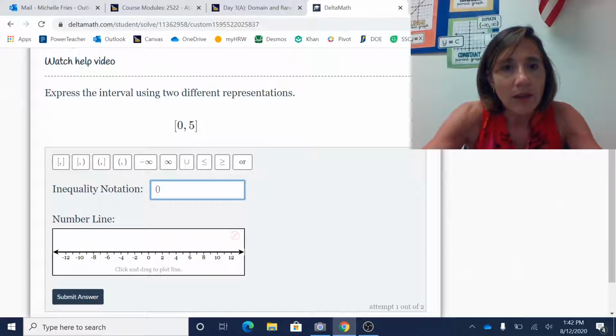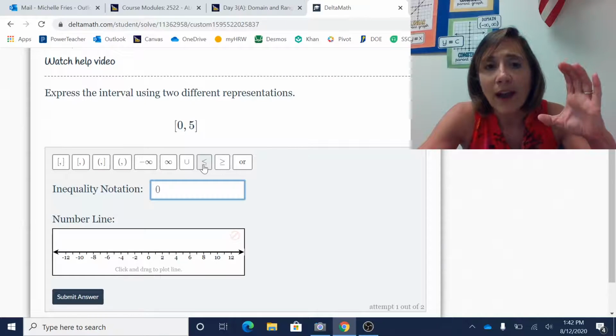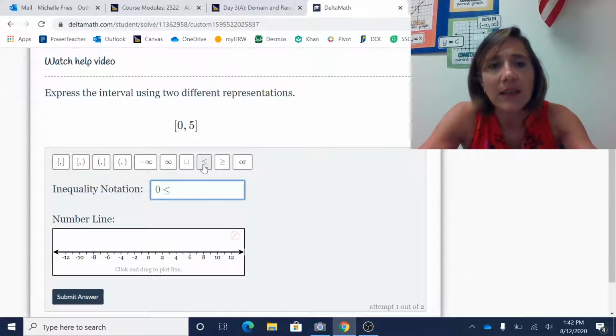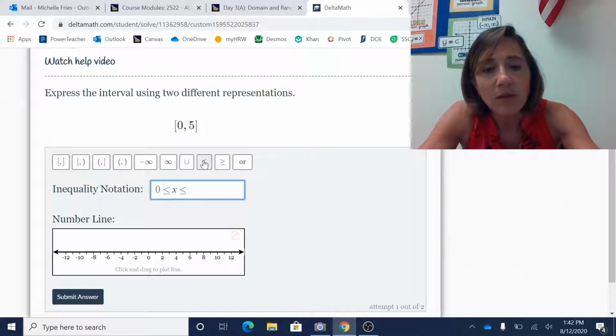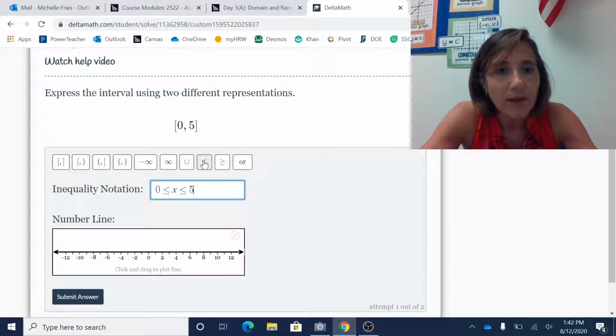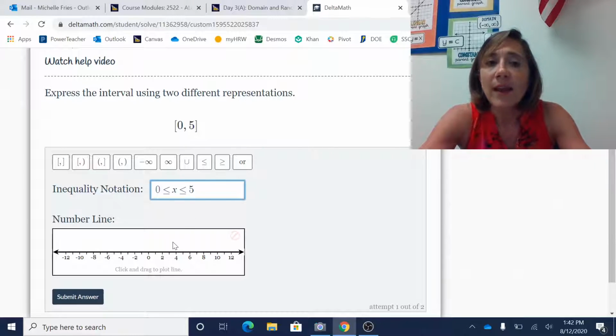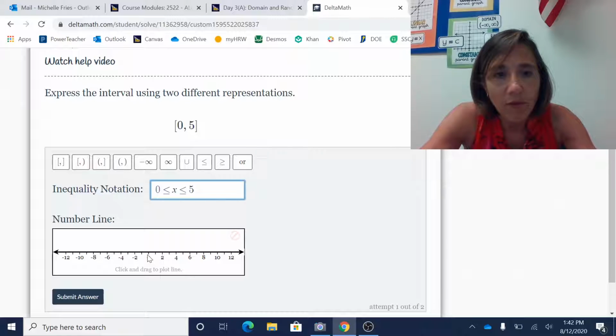So 0 has a square bracket, so I know I'm going to use the inequality symbol with the line under it. And there's a square bracket on the other side too, so I know x is going to stay between 0 and 5. On the number line, that would mean I would want to go from 0 to 5. It says click and drag to plot the line, so I'm going to go from 0 up to 5.